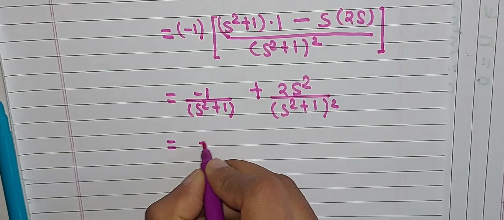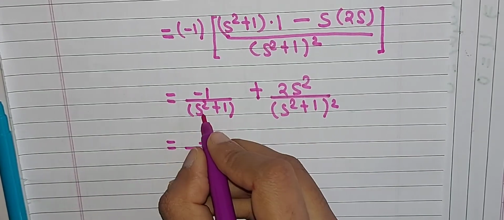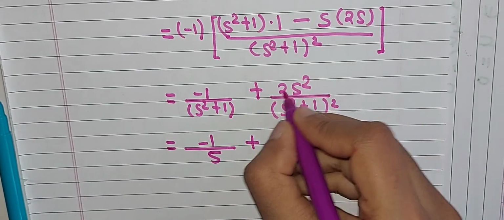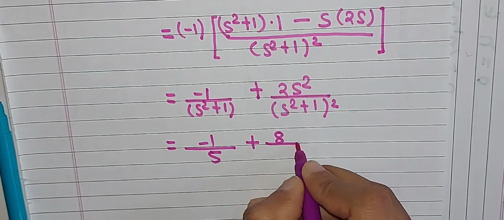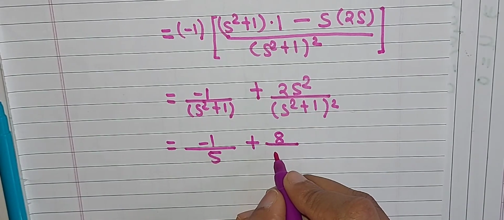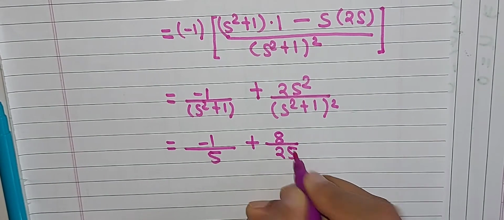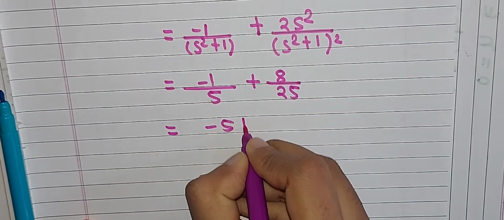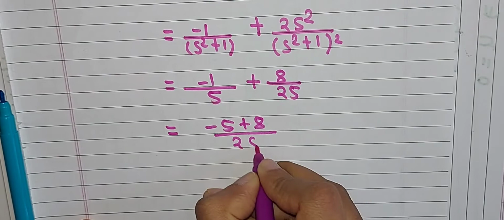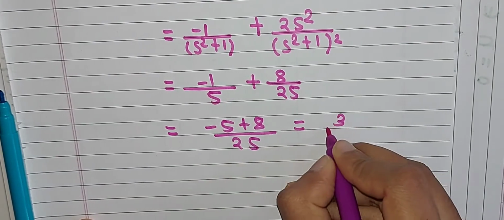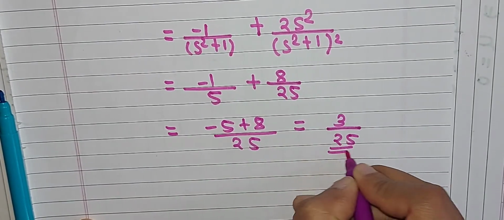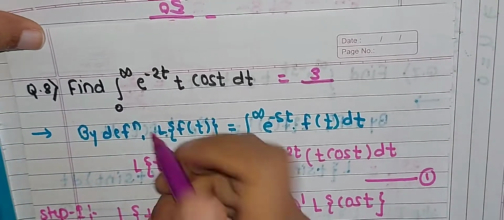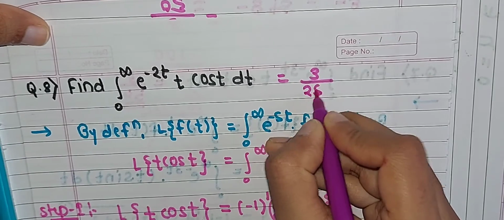Okay, so this is minus 1 divided by 2 square, that is 4, 4 plus 1 is 5, plus 2 square, that is 4, 4 into 2 is 8, divided by 2 square plus 1, 4 plus 1 is 5, 5 its square, that is 25. Again this is minus 5 plus 8 divided by this 25, and its value will be 3 divided by 25. Hence we have obtained the value of the given integration, and that value is 3 divided by 25.